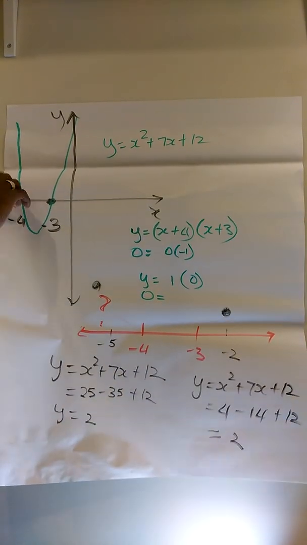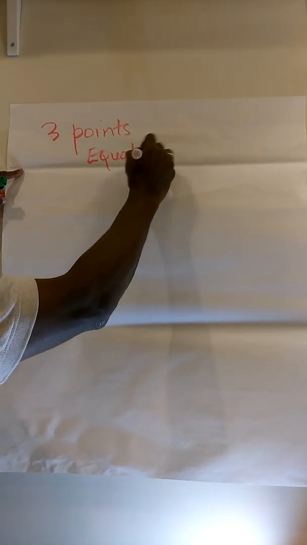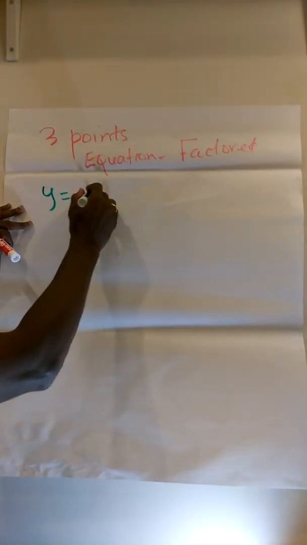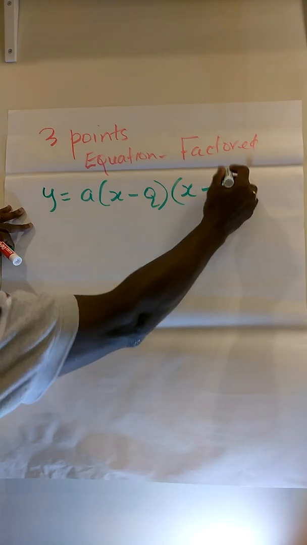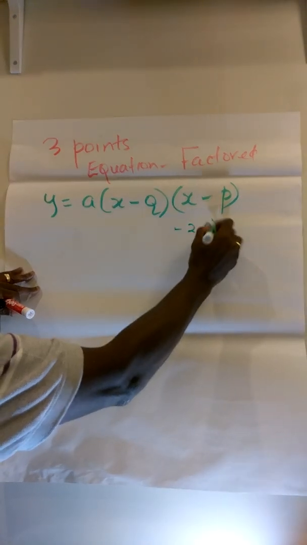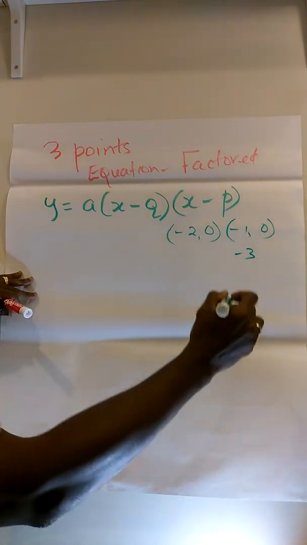The final thing you need to learn or to be able to do in this lesson is, if I give you 3 points, I want you to be able to write the equation in factored form. And the general format for factored form is y is equal to a times x minus q times x minus p. Let's use some coordinate points. So let's plug in negative 2, 0, negative 1, 0, and negative 3, 20.